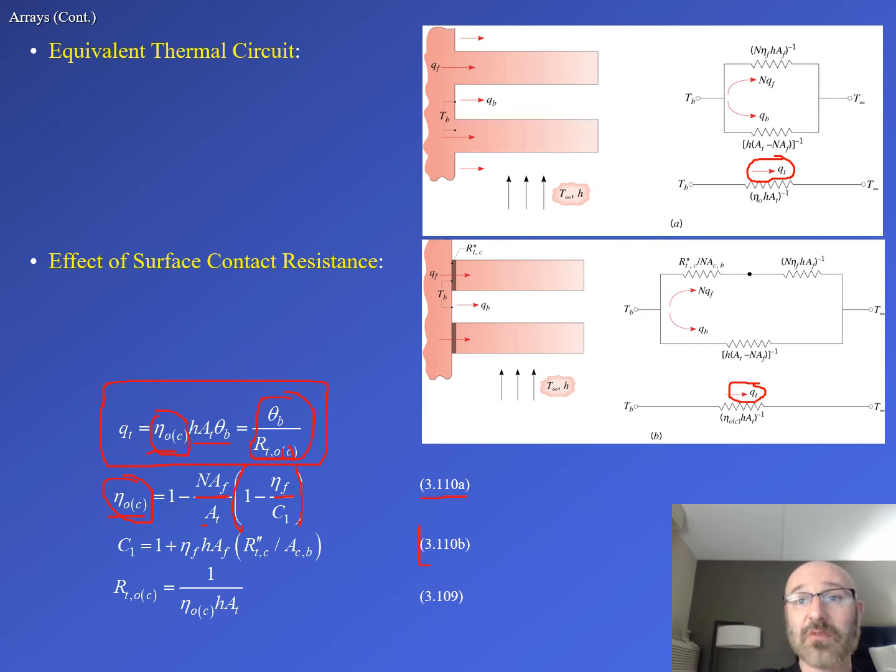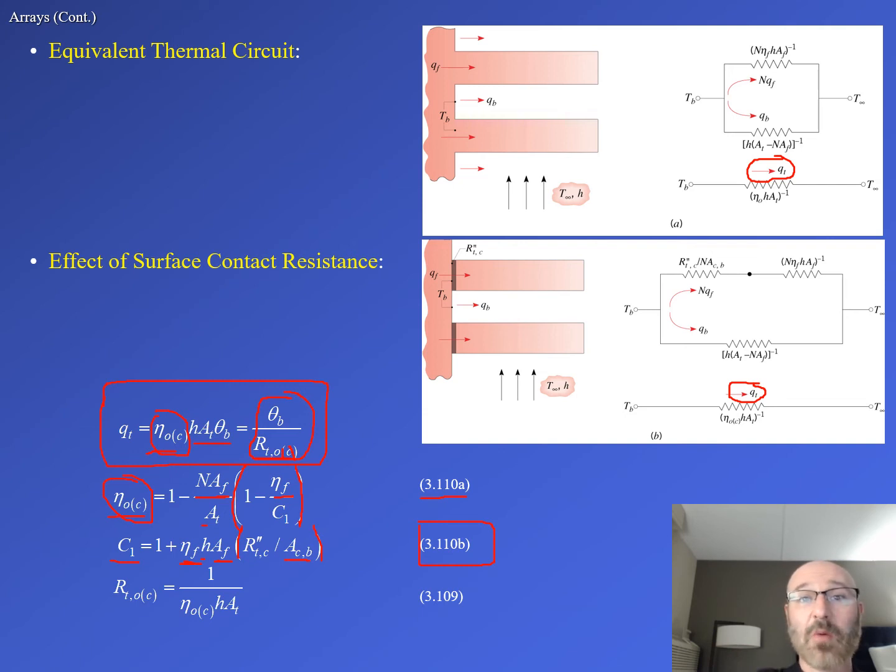Well, C1 is given by the relationship in 3.110b in our textbook, where C1 is equal to 1 plus the efficiency of the fin, times A sub F for the area of the fin, times that contact resistance, all over A sub C comma B.